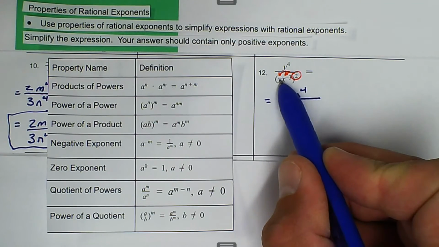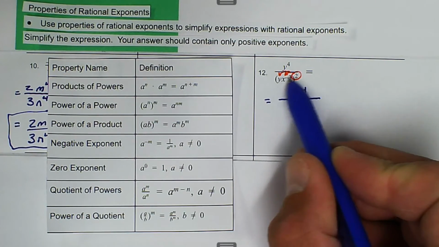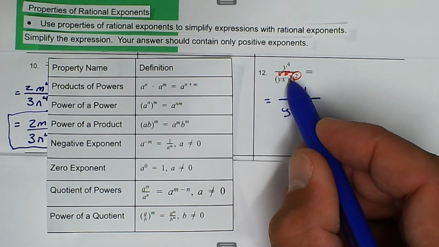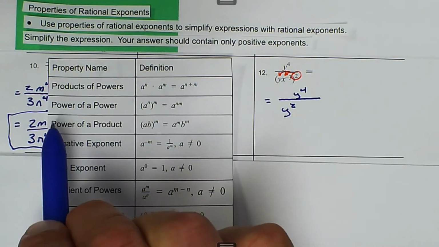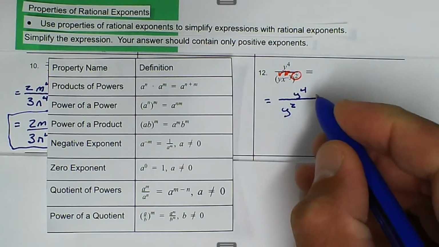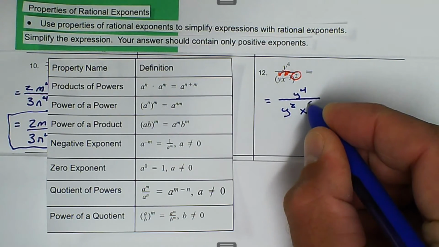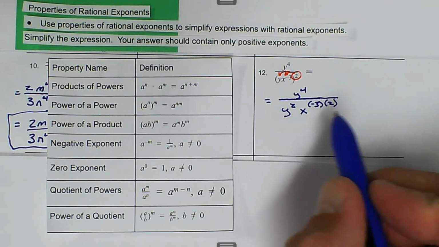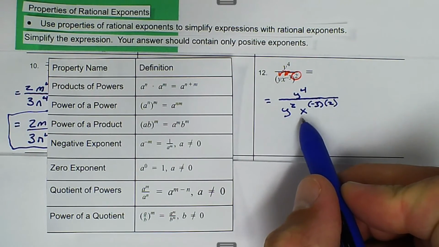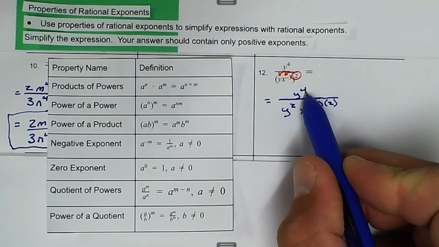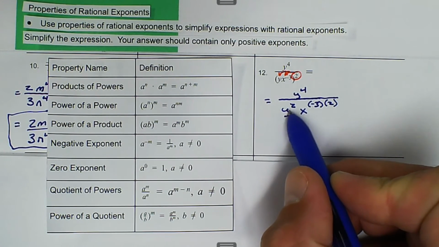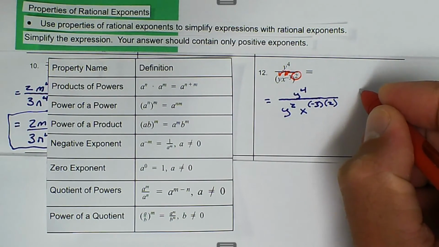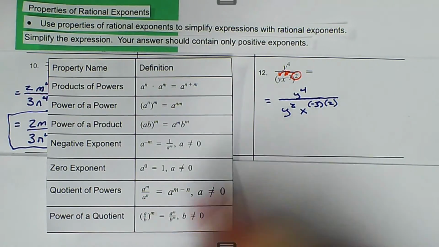But then we have to distribute the 2 to all the parts. So y squared, and then x to the -3rd raised to the 2nd power. That's a power of a power, so we can use multiplication. So that's going to be x to the -3 times 2. So we have to do a little bit of rewriting. Also, we have y to the 4th in the numerator, and we have y squared in the denominator. So what I can do is use the quotient of powers right here.